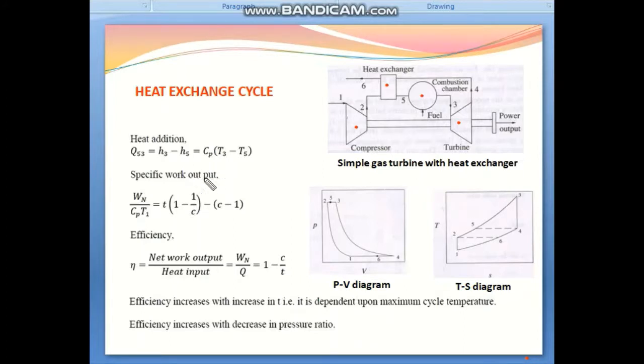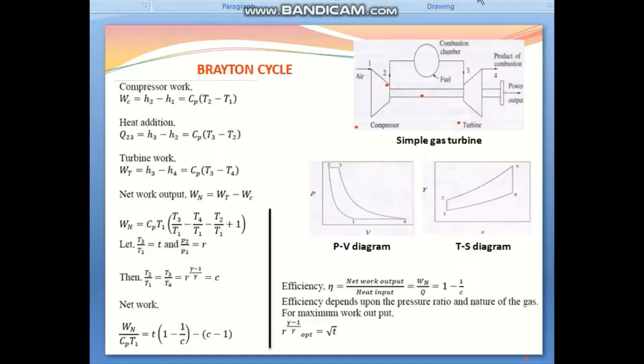Now the specific work output formula is Wn by Cp T1. One second, this is the Brayton cycle process. One thing I am going to remind you is that Wn is nothing but Wt minus Wc, the turbine work minus the compressor work, and the specific work output Wn equals Cp.